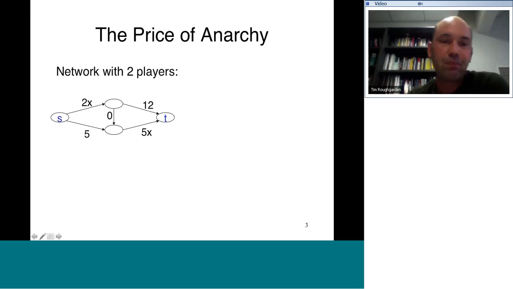So I've set up the game so it's easy to figure out what players would do in this game. Over here, this edge with 2x, in the worst case, is going to have cost 4. That's always better than this thing which has 5. For the same reason, the 5x, even in the worst case, is always going to be better than the 12. So what that means is that both of the players always want to use the path that includes the 2x and that includes the 5x.